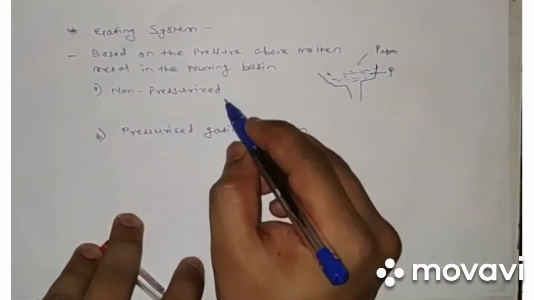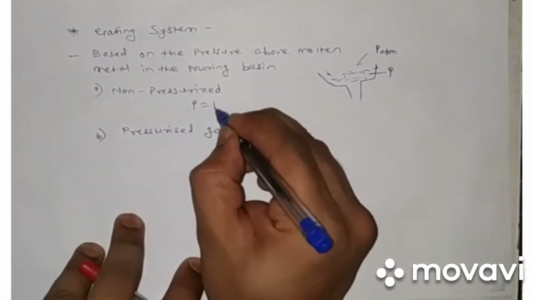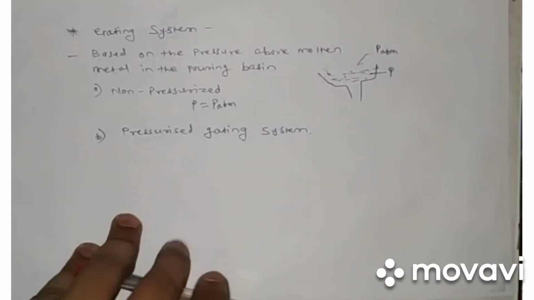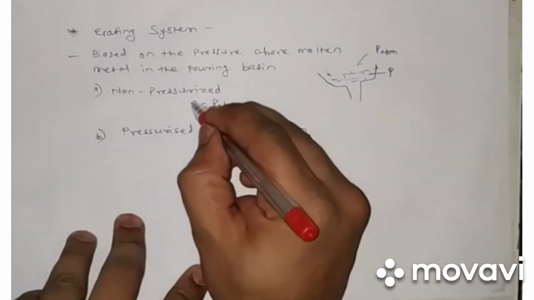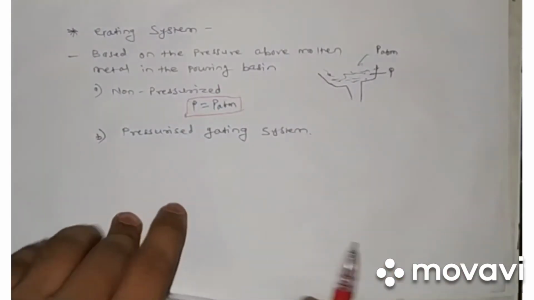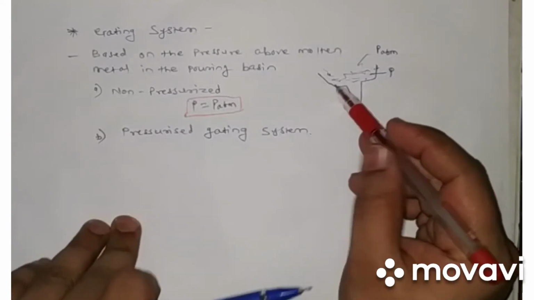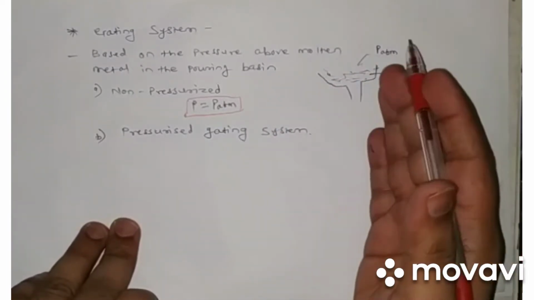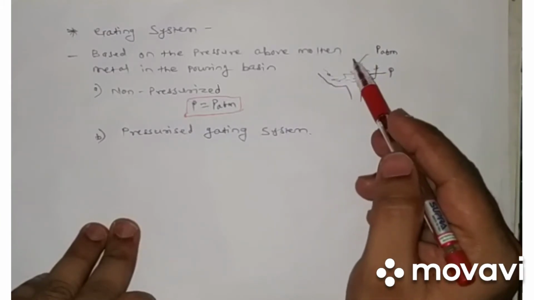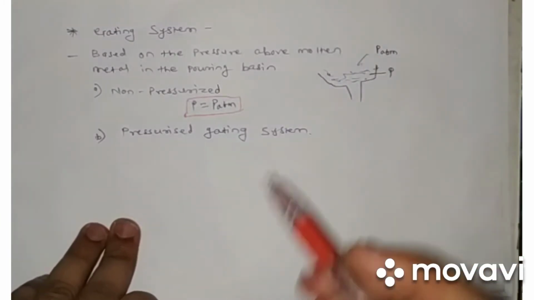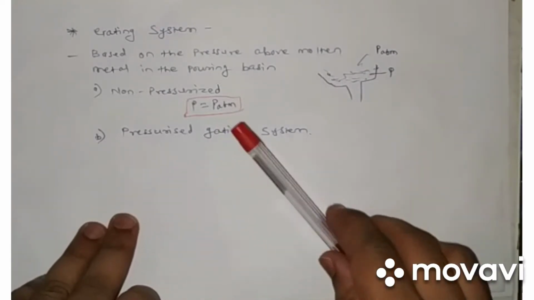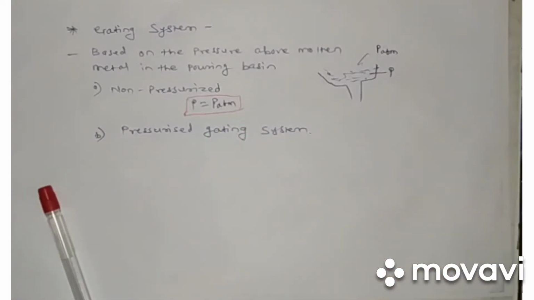So in a non-pressurized system, this P is equal to P atmosphere, because we are not pressurizing the fluid and we have kept it open to the atmosphere. But the biggest disadvantage here is that highly reactive metals like aluminum and magnesium can easily react with the oxygen in the atmosphere and get oxidized. So we cannot use this non-pressurized system for such highly reactive materials.